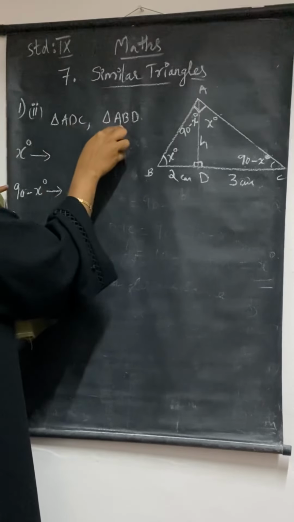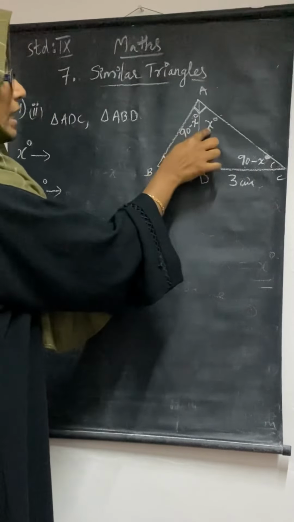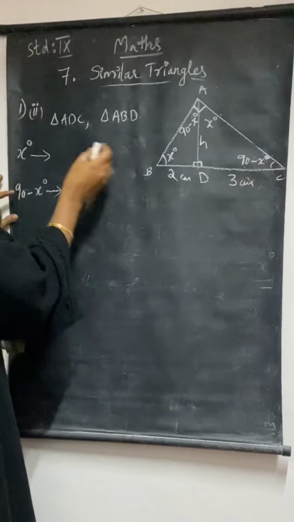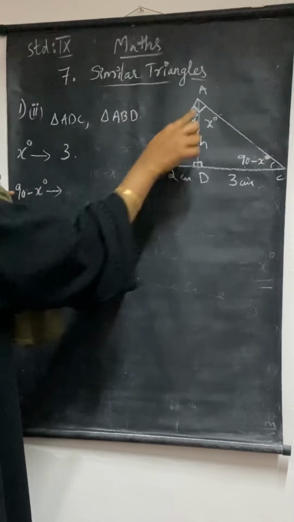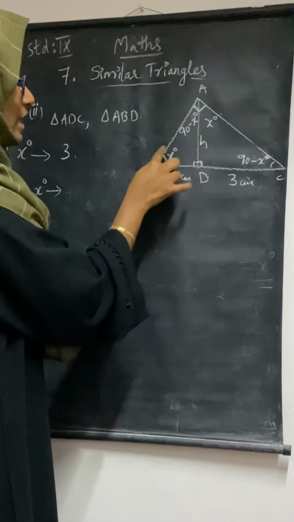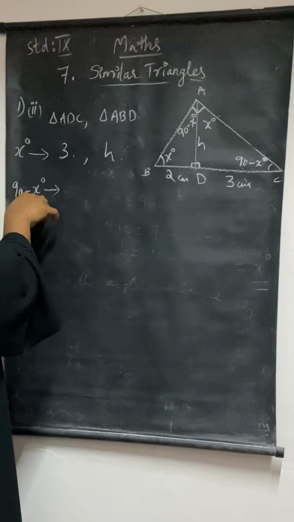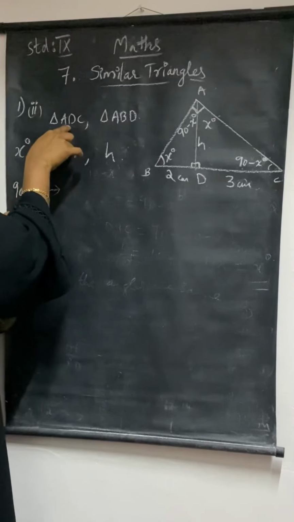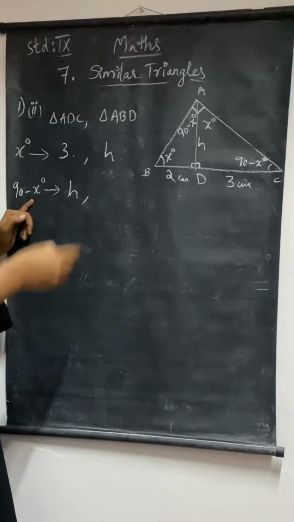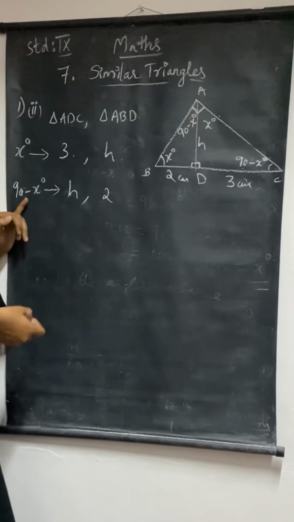Now in ADC and ABD separately. In triangle ADC, I am taking x degree. x degree is opposite 3, that I am writing. In ADC, x degree is opposite 3, and in ABD, x degree is opposite h. Now 90 minus x degree is there, no? In ADC, 90 minus x degree is opposite h. In ABD, 90 minus x is opposite 2. So like this you made.